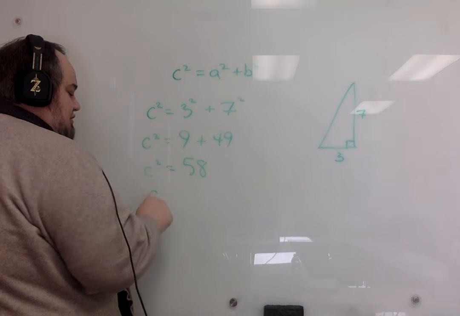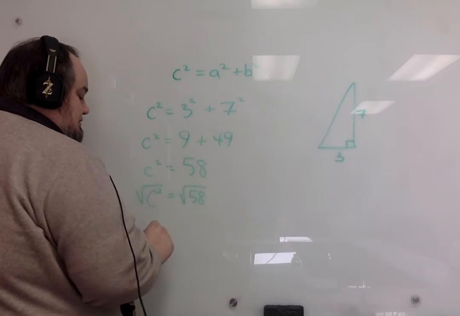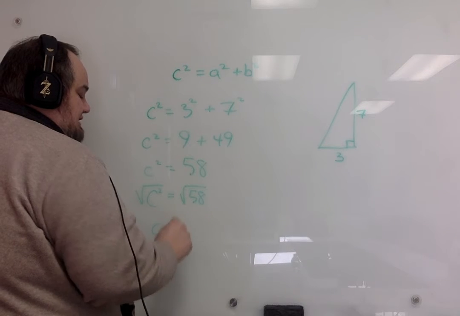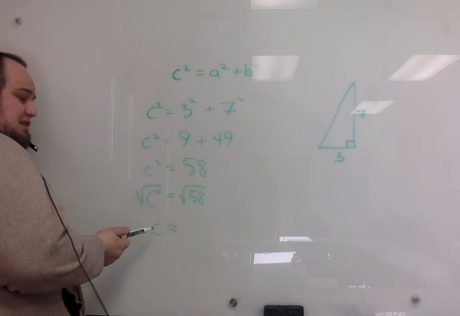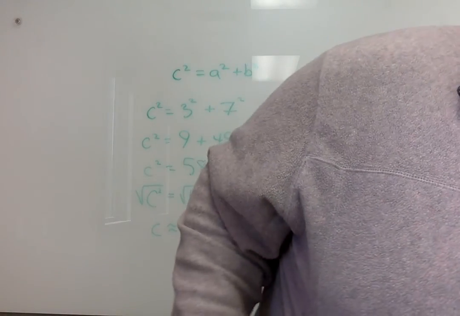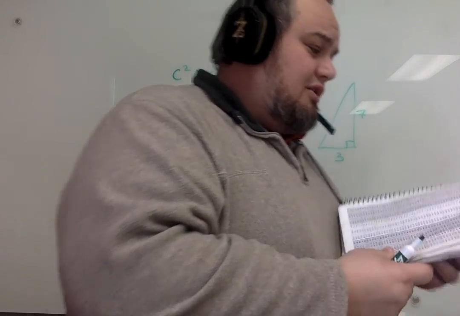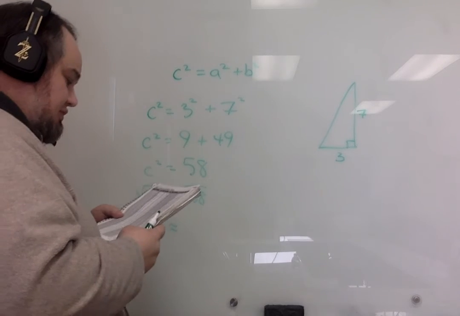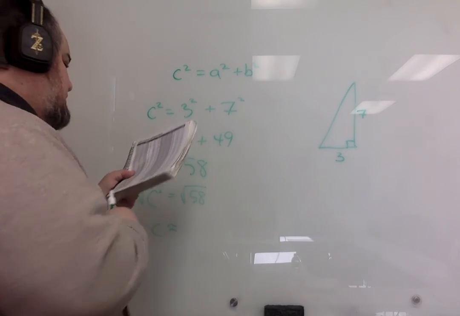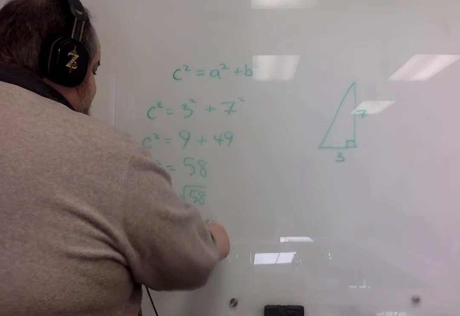And then we would take the square root of that. So square root of c squared and the square root of 58. Well, we won't get an exact answer here, so we're going to use our squiggly equal sign, which means approximately equal to. And this is where you'll look in the very back of your book. And you'll find your chart. Let me see which page that's on. It's on page 419. And we go to 58, and it says that the square root of 58 is 7.616. So this is approximately 7.616.